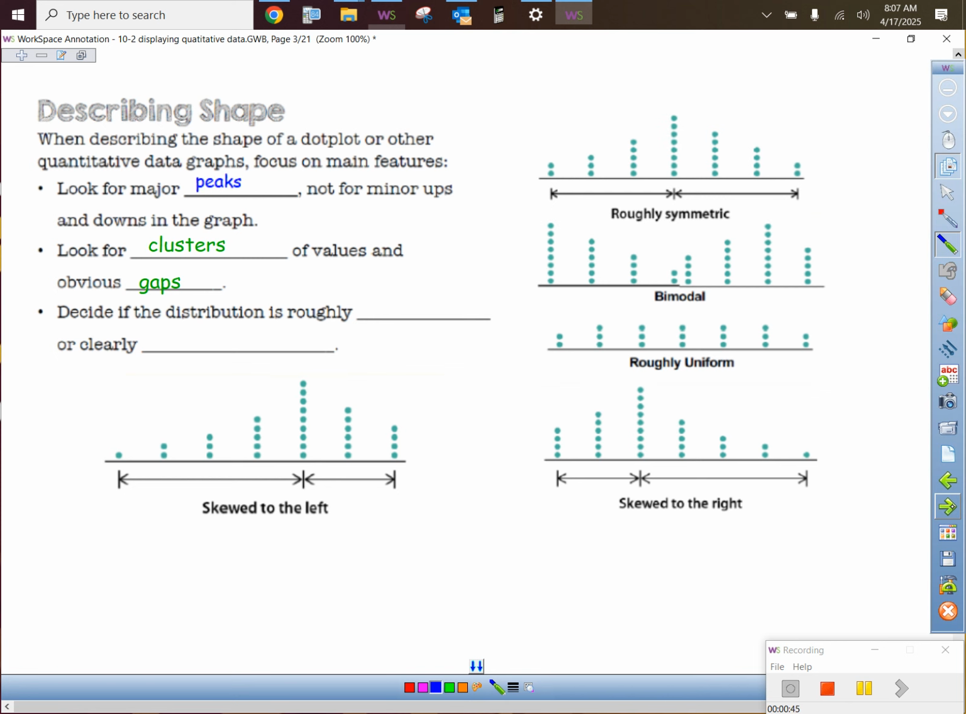Another thing we're looking for is clusters of values and obvious gaps. And then we've got to decide if the distribution is what's called roughly symmetric or clearly skewed. And that's what we'll talk more about here in a second. So is it roughly symmetric or clearly skewed?